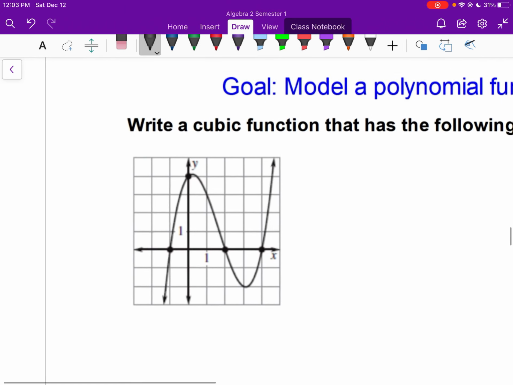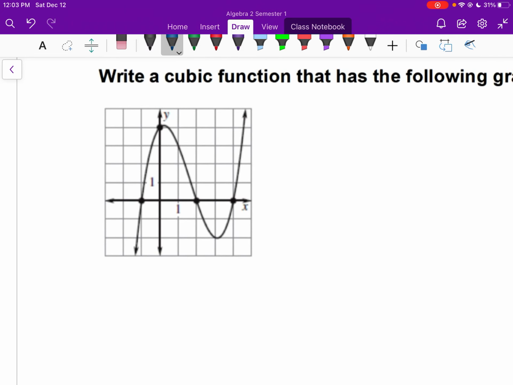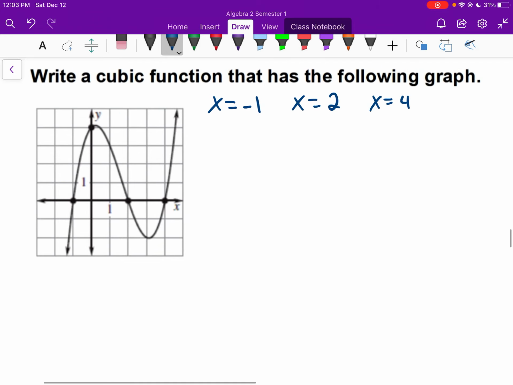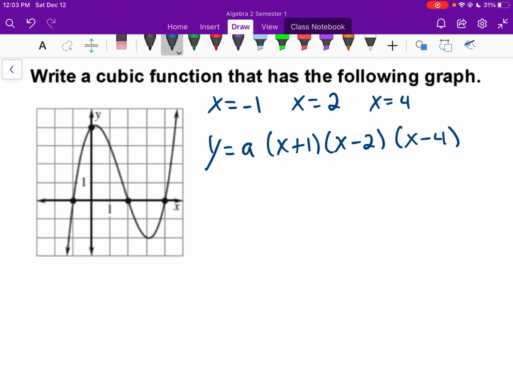Okay, so the next one, again, find those zeros. Looks like we got -1, 2, and 4. So write those zeros as factors now. y is equal to a times x plus 1, x minus 2, x minus 4. Remember, it's always x minus that zero. So when we get that -1, it's x minus -1, which gives us x plus 1.